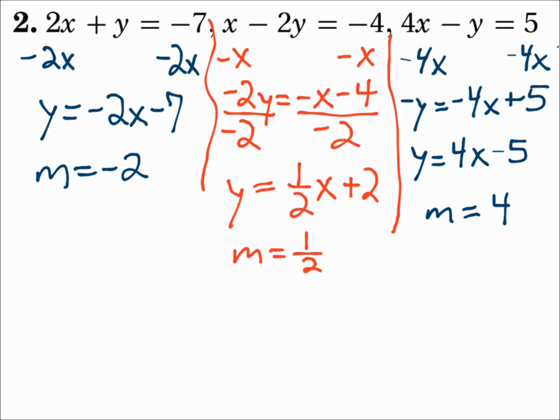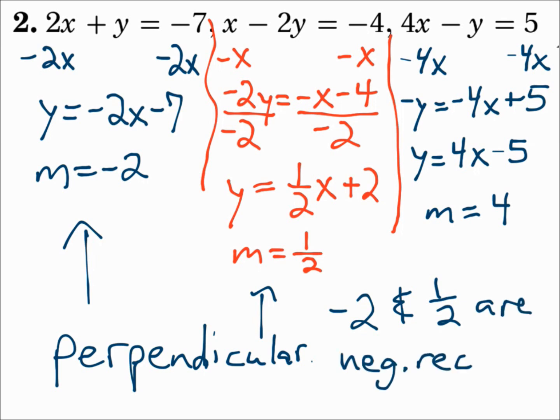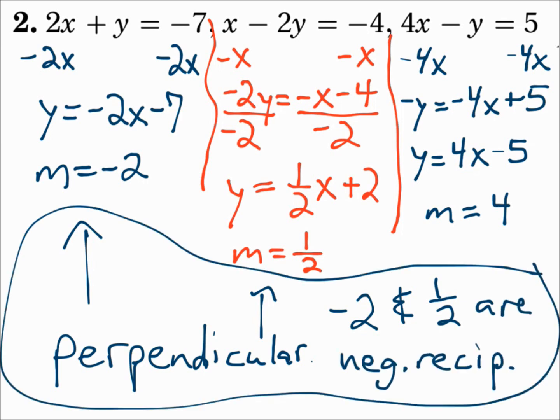So, are any of these the same? No, so none of them are parallel. Are any of these negative reciprocals? Well, the first two are. Those are perpendicular because -2 and 1/2 are negative reciprocals. So the first two lines are perpendicular.